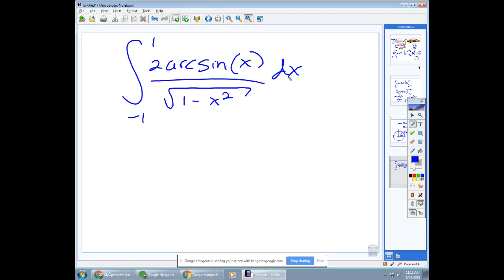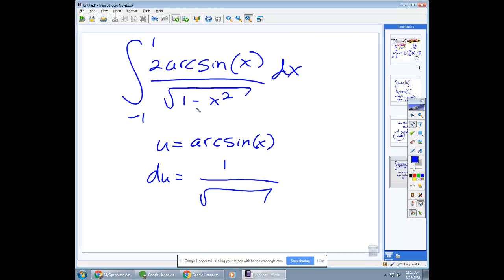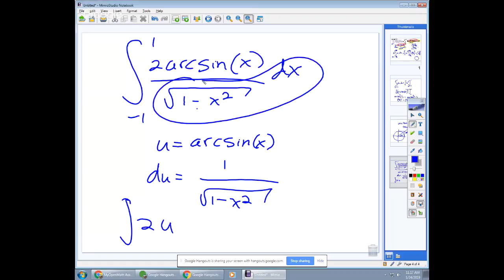So here you would say, okay, let u equal the arc sine of x. What's du? 1 over square root of 1 minus x squared, which is right there already. It should equal dx. So when you substitute in, ignoring the boundaries for a minute, that's a whole other issue, then that 2 is just hanging out. Your u is sitting there in the top, and this right there is your du.